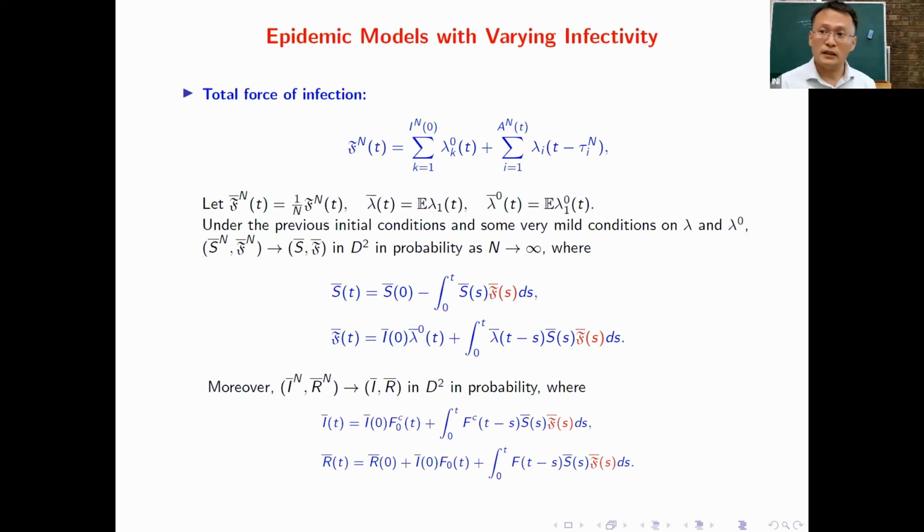So to study this model, we have to introduce another process. It's called the total force of infection. This is basically the total force of infection at time t, with one part for the initially infected individuals and another for the newly infected individuals, at time t, the infectivity level. Okay, so this is the aggregate level of all the infected individuals. So this actually can be tested from data.